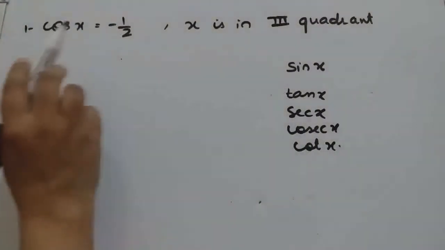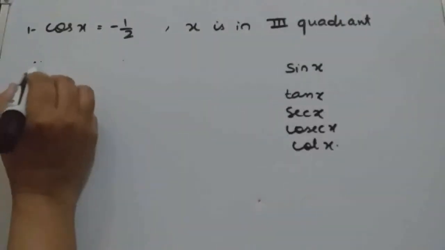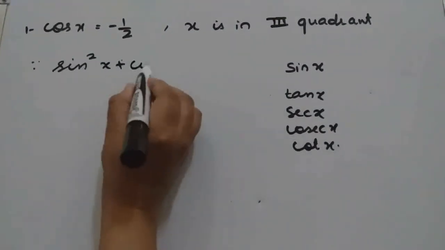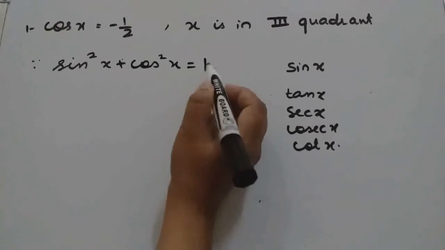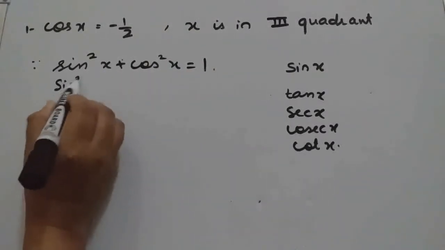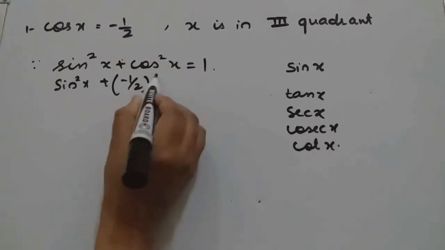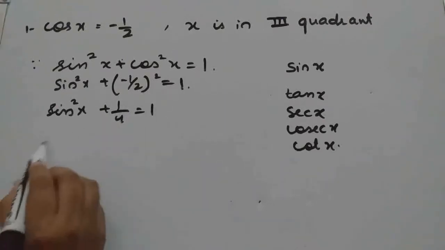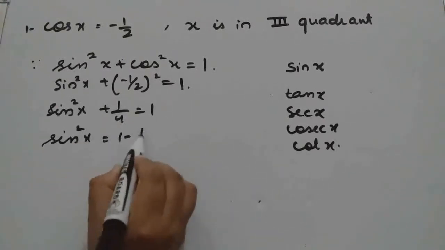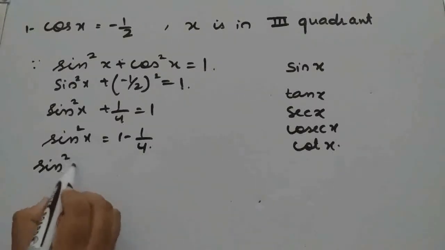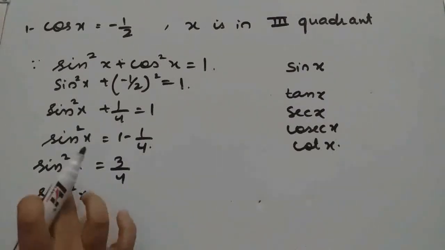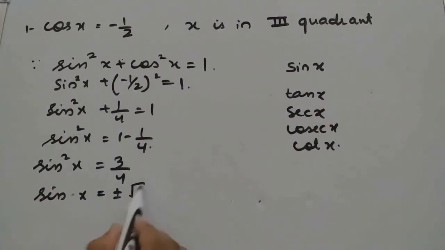So here we will select one identity which contains cos and sin. We know sin square x plus cos square x equals 1. The cos x value is given to us, that is minus half, square is 1 by 4. So sin square x plus 1 by 4 equals 1. Sin square x will be 1 minus 1 by 4, so sin square x is 3 by 4. So sin x we can write as plus minus root 3 by 2.